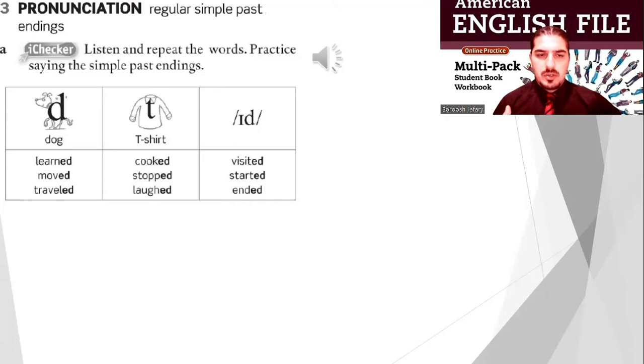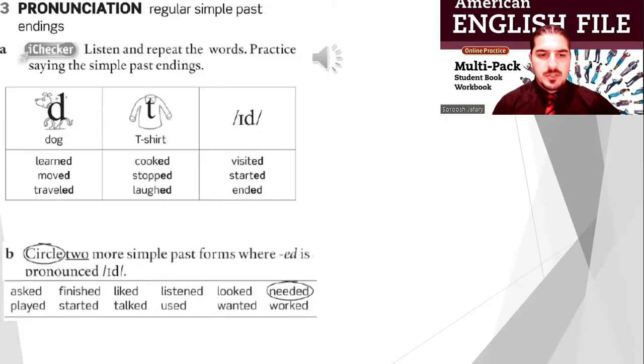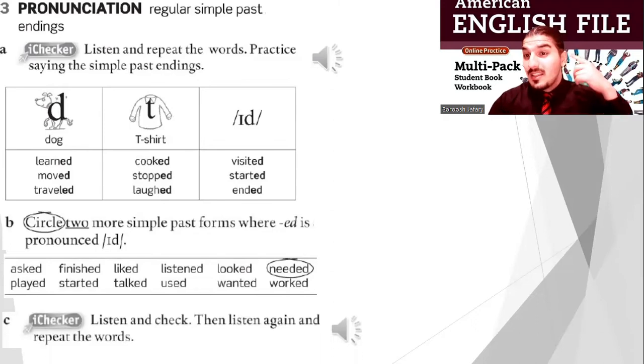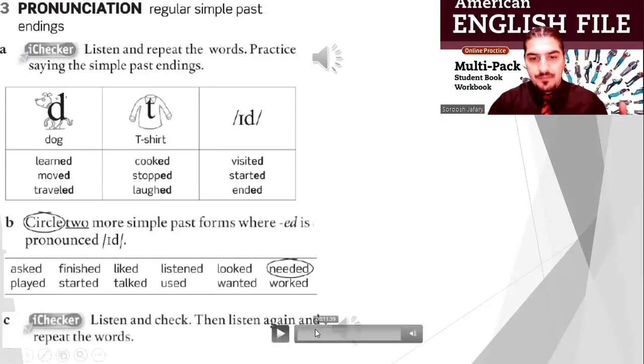Good. So that's how you pronounce it. Now in the next part, circle two more simple past forms where -ed is pronounced like this: visited, started, ended, needed. Do it with your partner. Good. Well done. Listen and check.